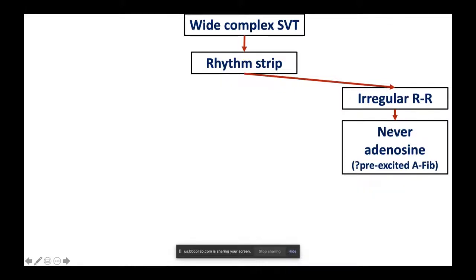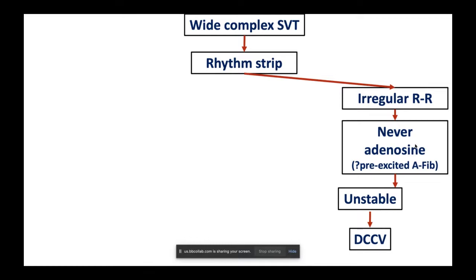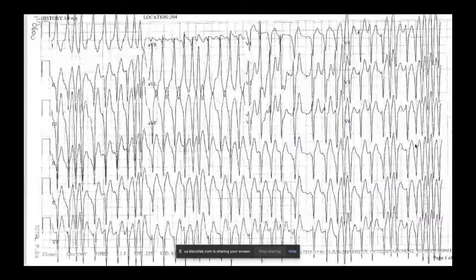This is that one case where you never, never, never, never, never, ever give adenosine, because I will show you what happens when you give adenosine. So if this patient's unstable, you cardiovert. If this patient's stable in SVT, the only drug that is reasonable to try is procainamide in an IV form. So let's look at what happens if you give adenosine.